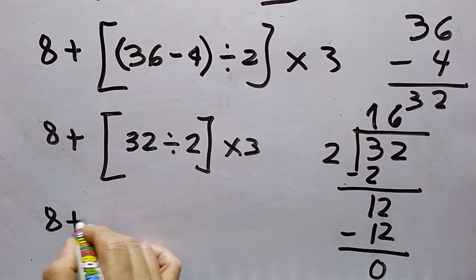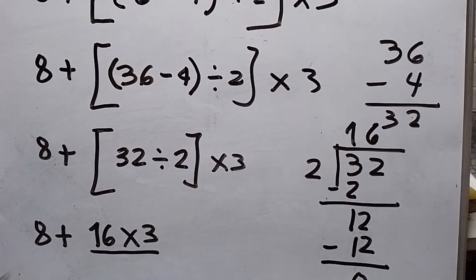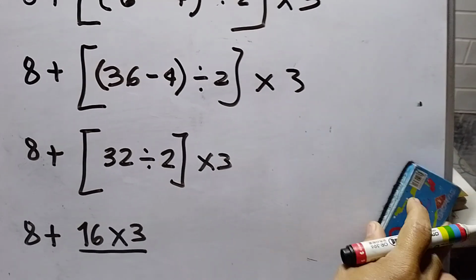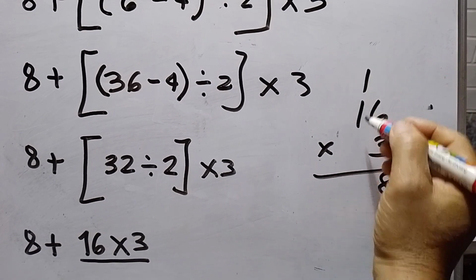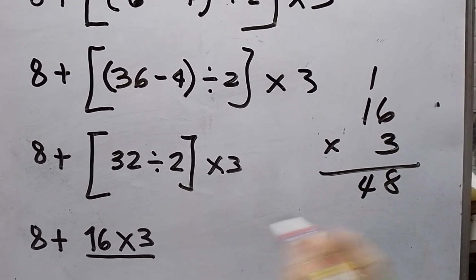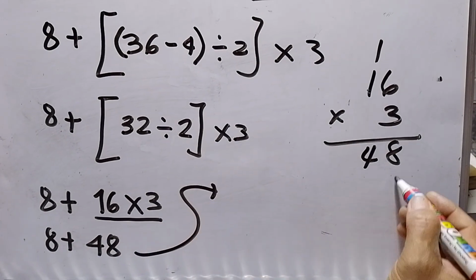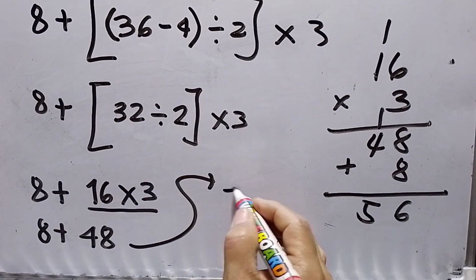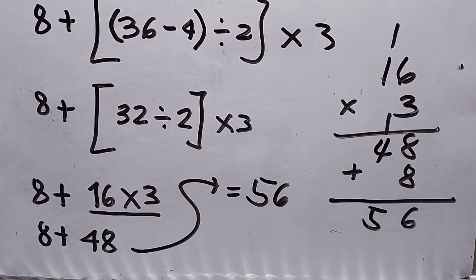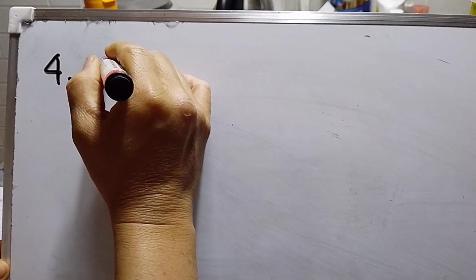So 8 plus 16 times 3. This one will be simplified. 16 times 3 is, this is 18, carry 1. 1 times 3 is 3, plus 1, 4. So this is 8 plus 48. Now what is 8 plus 48? 16, carry 1. So the answer is 56 for number 3. Now let's move to number 4.